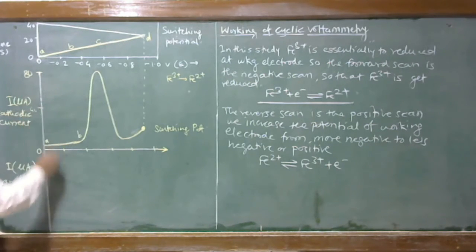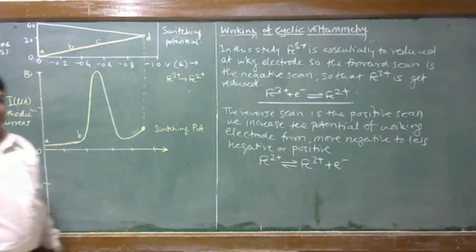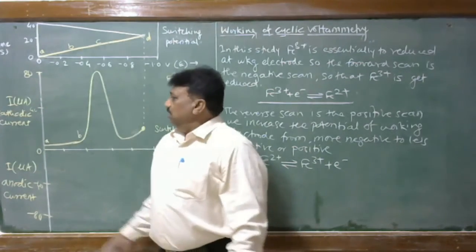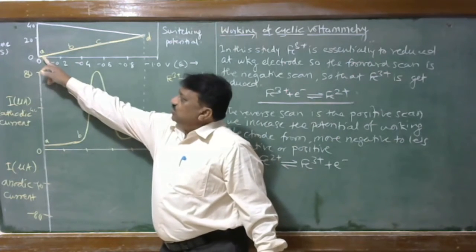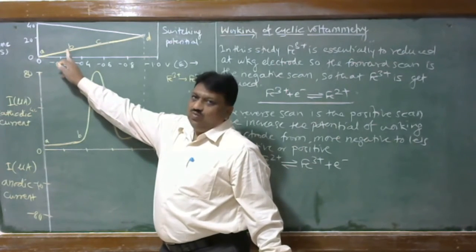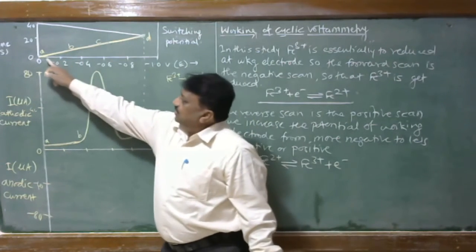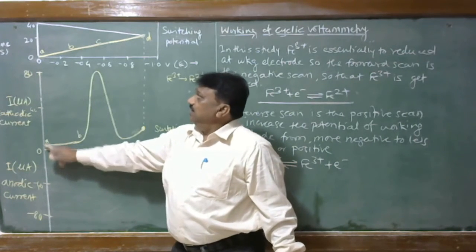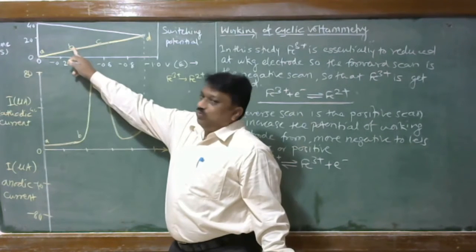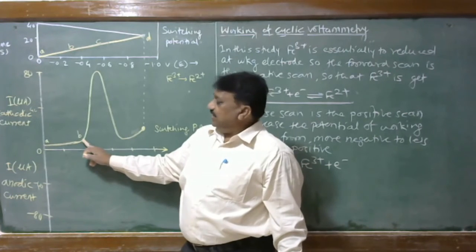Here it is 40, here it is minus 40, and here it is minus 80 microampere. Therefore, in this case, in forward scan, as we are increasing the potential of the working electrode linearly to a more negative direction, here at point A, potential is 0, no reduction of analyte takes place. When potential is equal to B, at that time it is the decomposition potential of analyte.